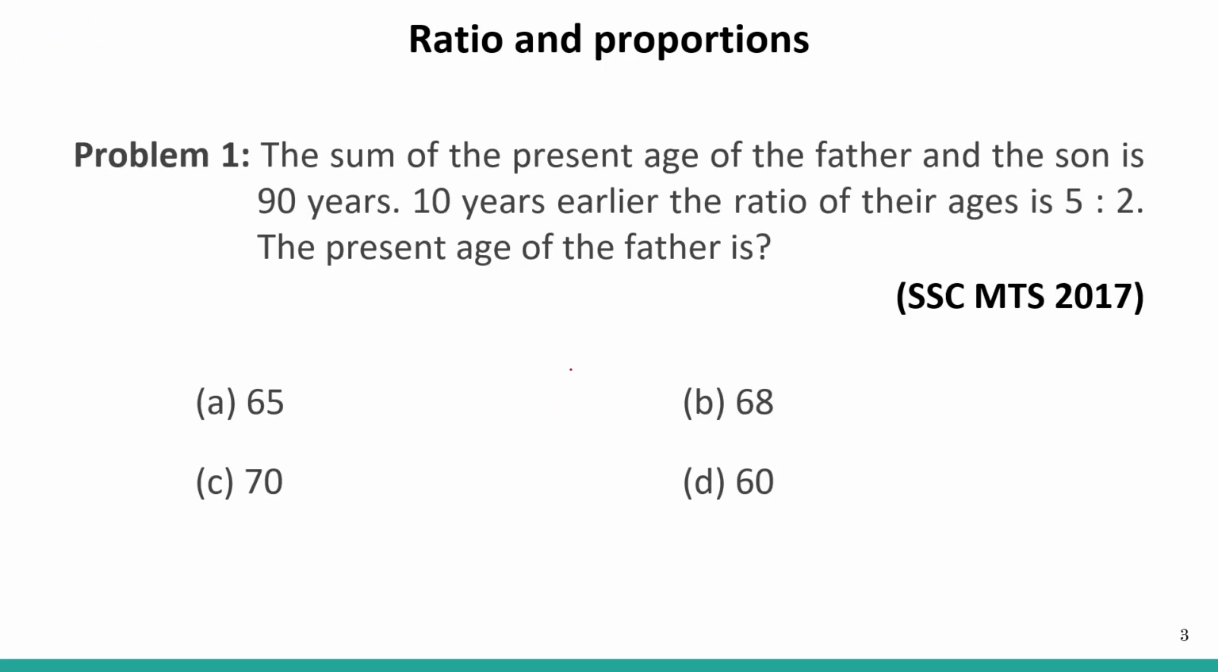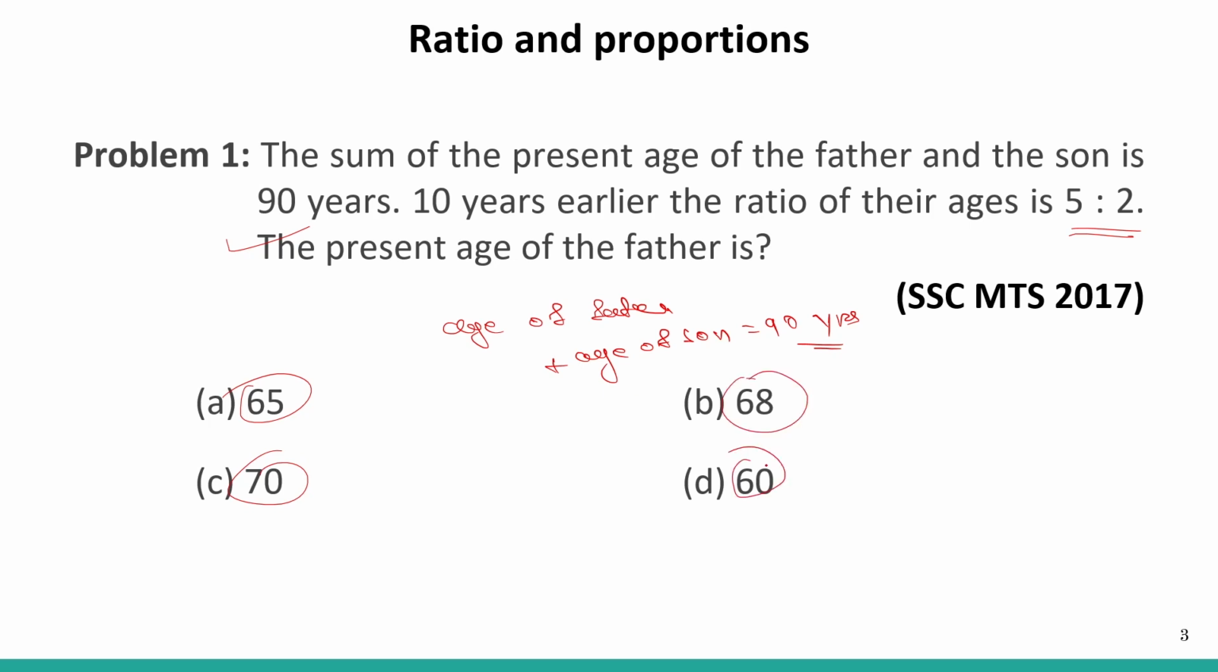The sum of the present ages of the father and the son is 90 years. So age of father plus age of son is equal to 90 years. Ten years earlier, the ratio of their ages was 5:2. So what is the present age of the father? Is it 65, 70, 68 or 60?